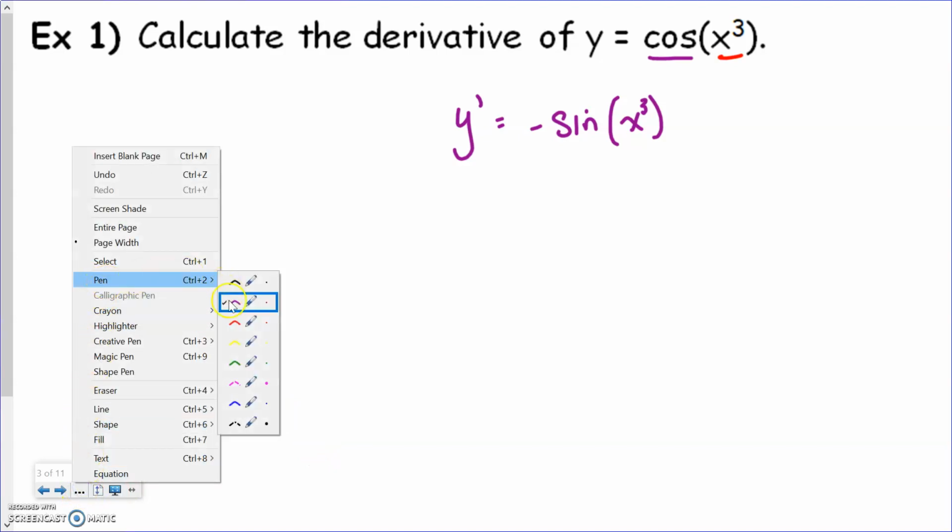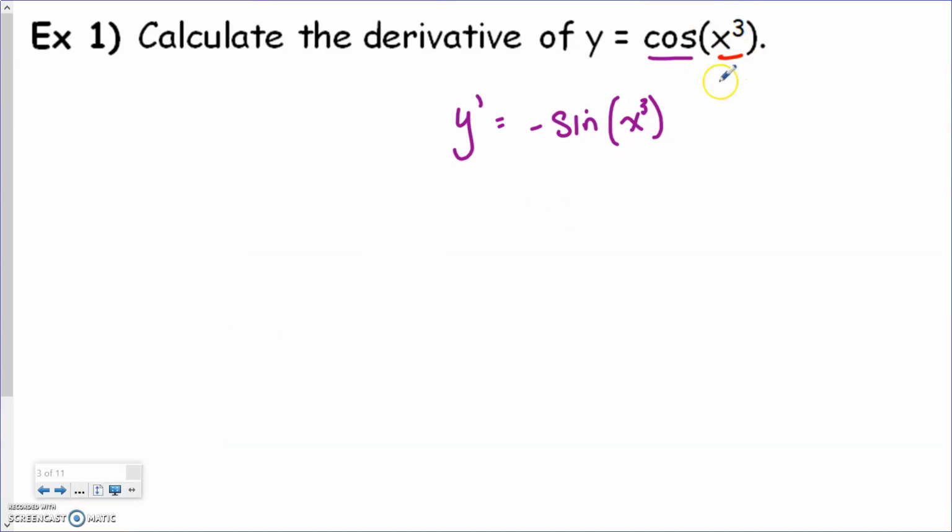Keep that x to the third the same for right now, and then deal with that x to the third. So the derivative of x to the third is 3x squared. What we're going to do then is just simplify this so it's written a little bit more neatly. So we have negative 3x squared times sine of x to the third. Okay, and that's the chain rule.